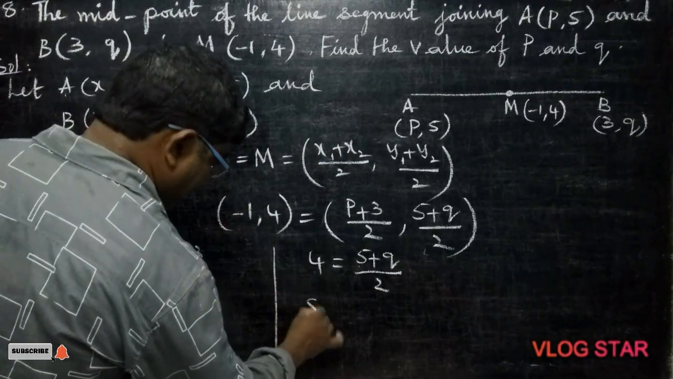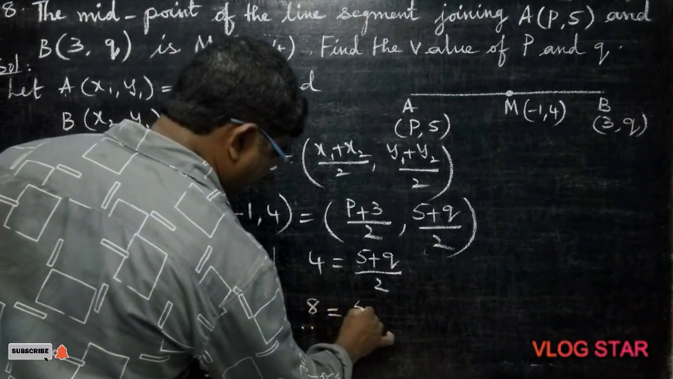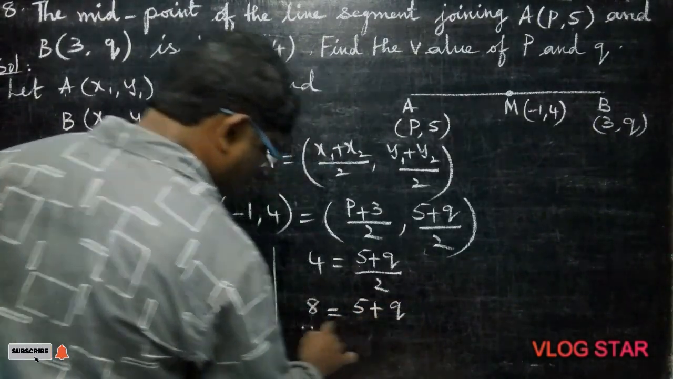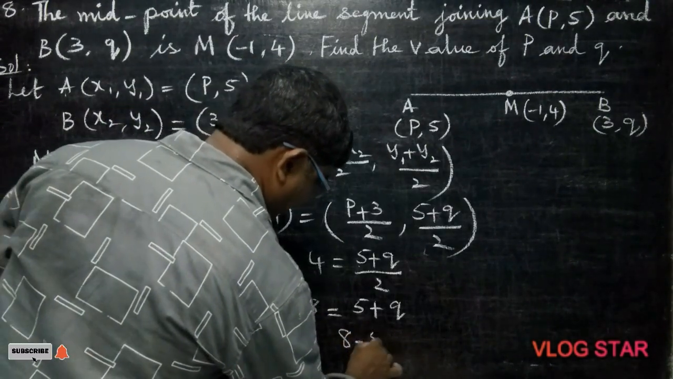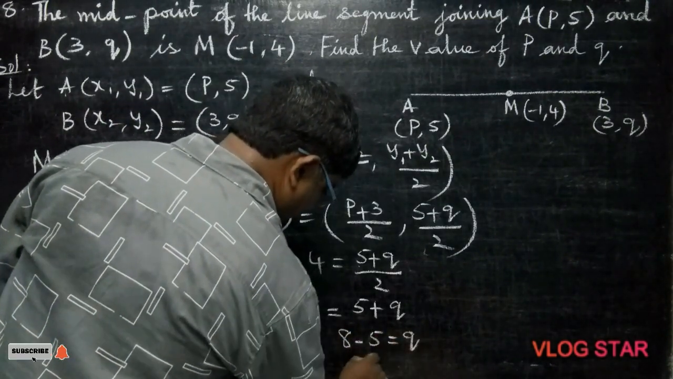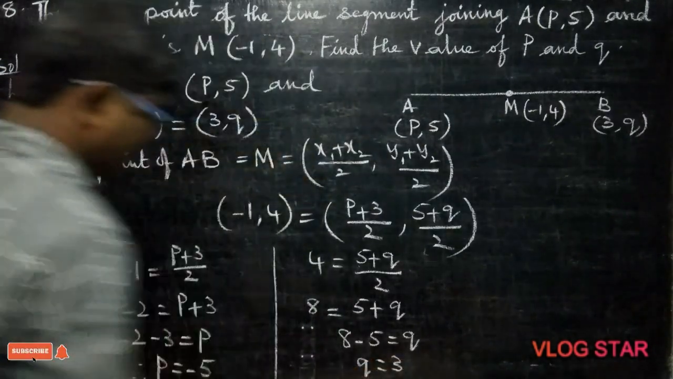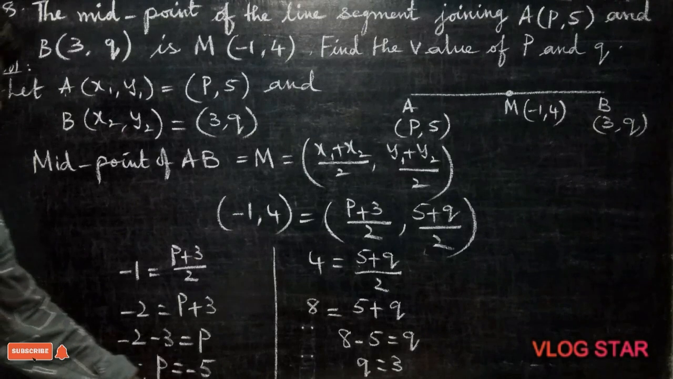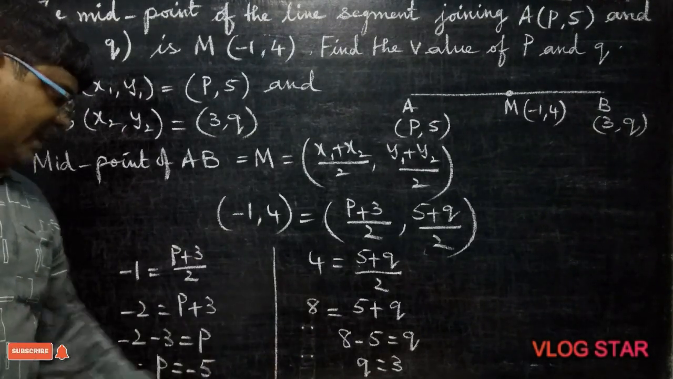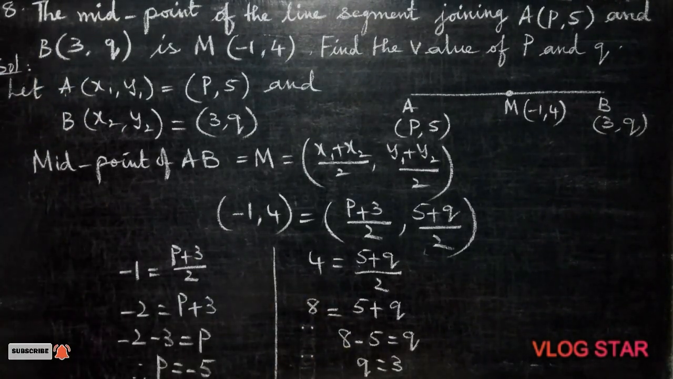Next, 4 is equal to (5 plus q) by 2. Cross multiply. 4 2s are 8. 8 is equal to 5 plus q. Now 8 minus 5 is equal to q. Q is equal to 3. So what are the values of p and q? Means p is -5 and q is 3. This is the way of finding.